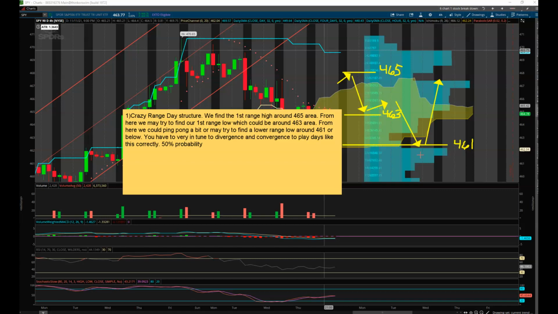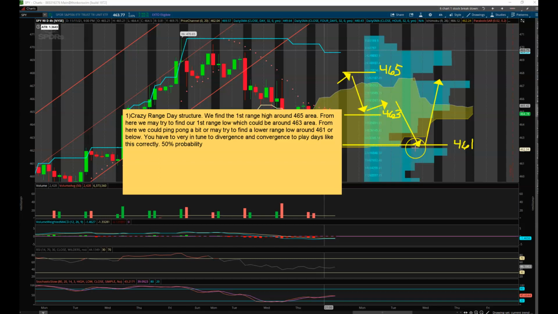And one thing to watch for to see that we are going to peel off the 461 area is to watch your volume. You'll see a big volume bar jump way above the average. And that's going to be a key sign that we're about to peel off the 461 area. Which way? It's going to be hard to say. This is something that you have to feel and watch in real time.